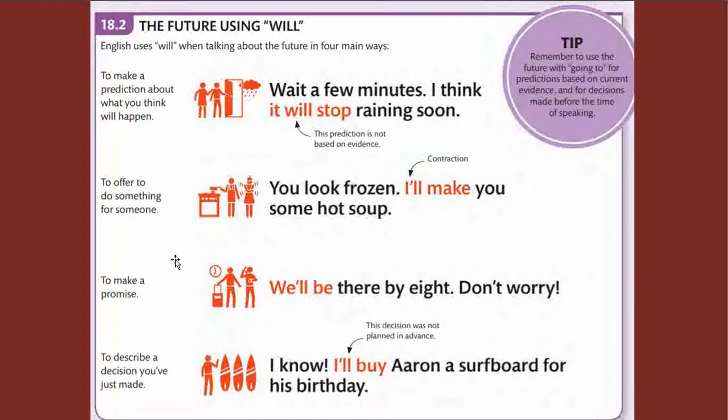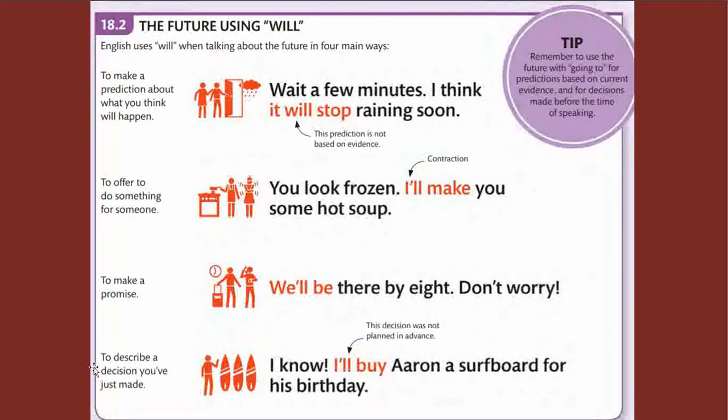The next pointer that we have is will is used to make a promise. For example, we'll be there by 8. Don't worry. Now, we'll be there by 8 is a promise. Again, this is a contraction of the word we will. It is contracted to we'll. We'll be there by 8. Don't worry. It is a promise.